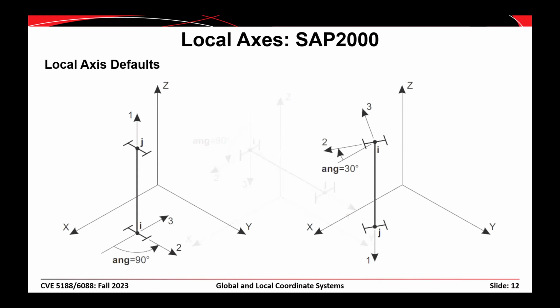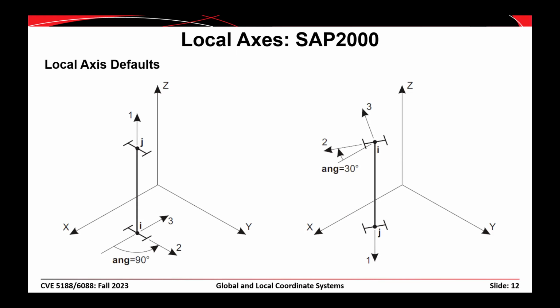All right, here's a couple of cases where the member is vertical. In the case on the left, they dragged it from the bottom to the top. So the 1 axis goes from the bottom to the top, from the ith node to the jth node. And in that case, the 2 axis would by default be parallel to the X axis, but they've included a beta angle of 90 degrees. So then that rotated the member 90 degrees. And so the 2 axis is now parallel to the Y axis instead of parallel to the X axis.